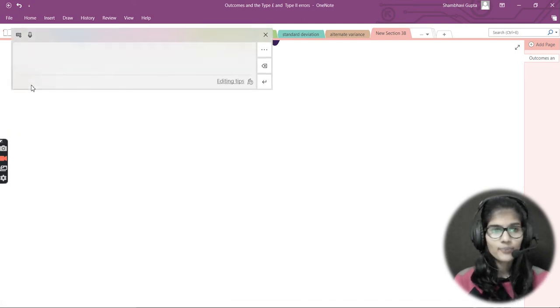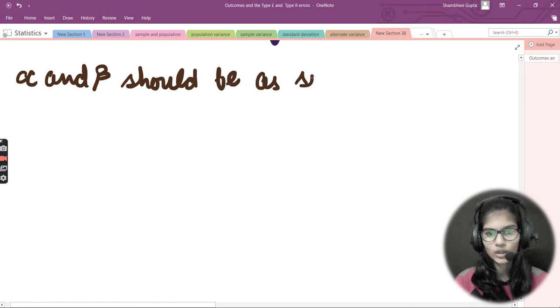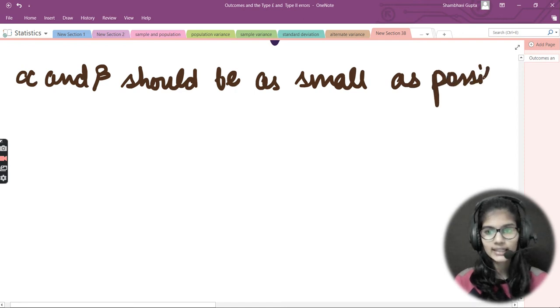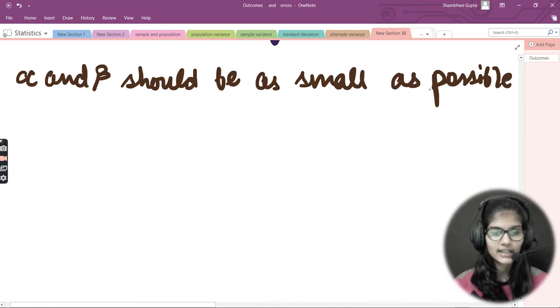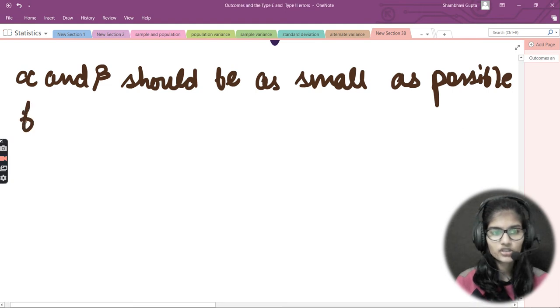So we'll just start writing here. Okay, I'll just close this. So I would write alpha and beta, and my H naught and HA, right? This is my hypothesis. So type 1 and type 2 errors, alpha and beta, should be as small as possible. So this is one thing that comes here, that alpha and beta, that is my type 1 and the type 2 error, should be as small as possible. Now what's the reason for that? Why basically should they be small?